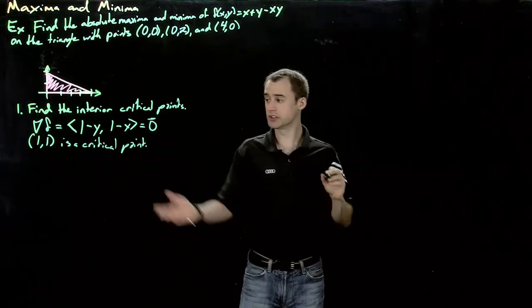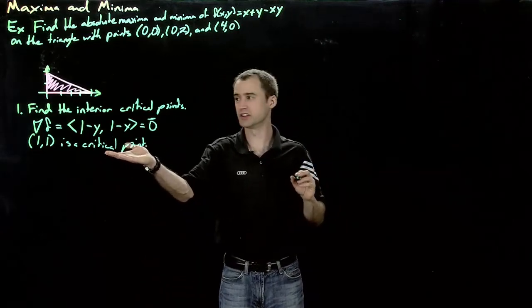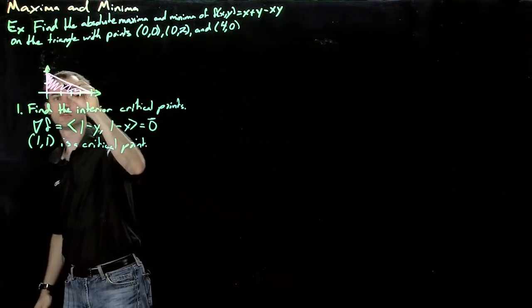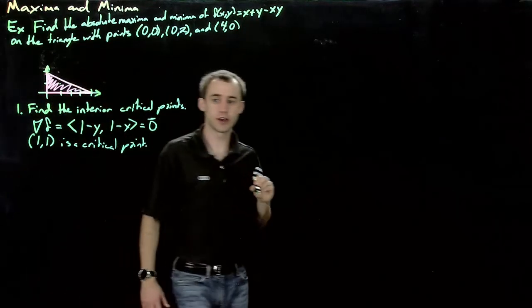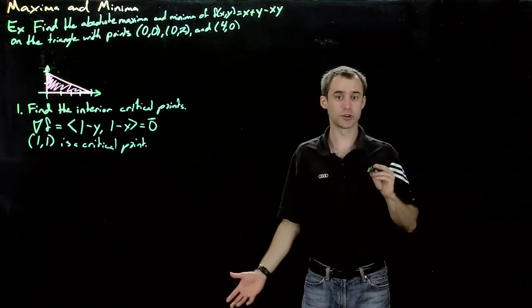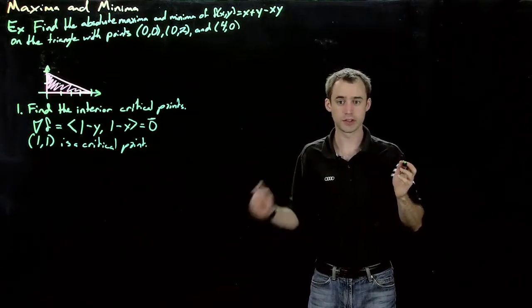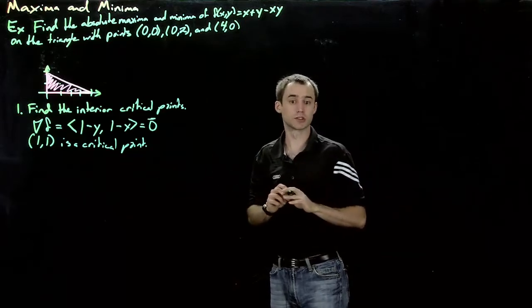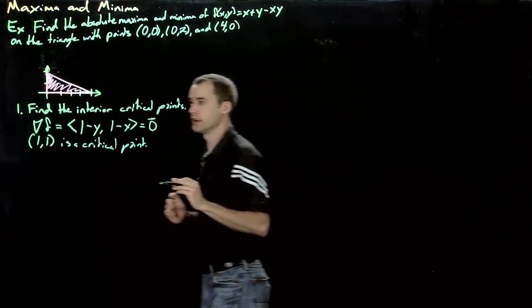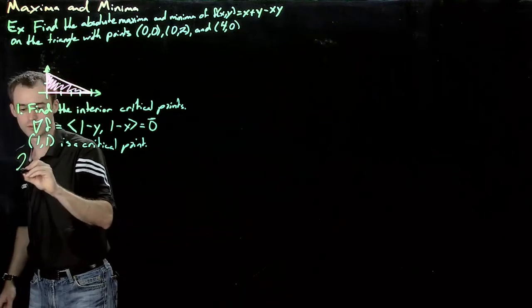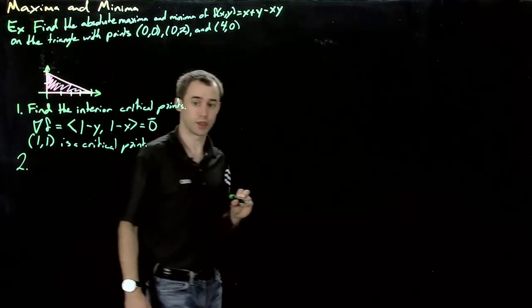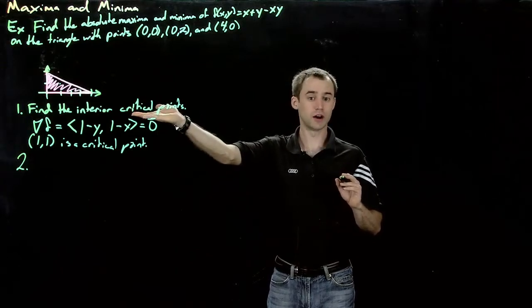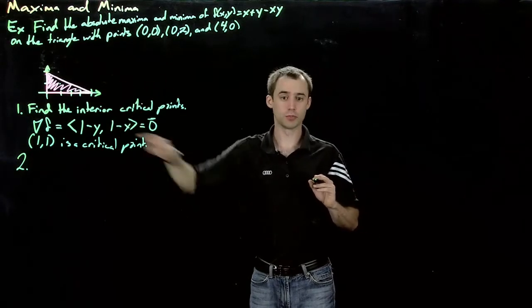Now we have to ask the question, is this critical point actually in the interior of our triangle? It turns out (1, 1) is right about there. And so yes, in fact, it is in the interior of our triangle. So that's one of our candidate points to be the absolute maxima or minima. Now, the much harder part of this process is usually the second part, where we have to find critical points on the boundary.